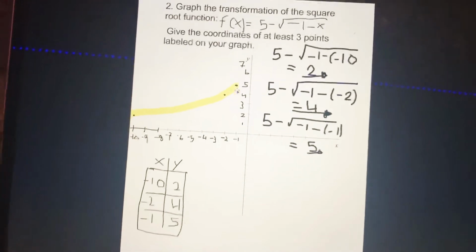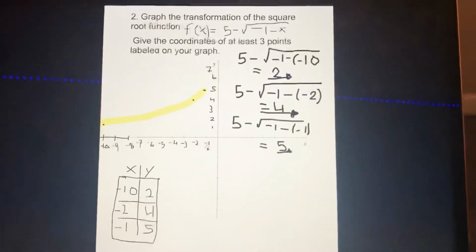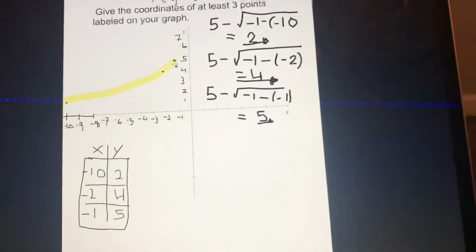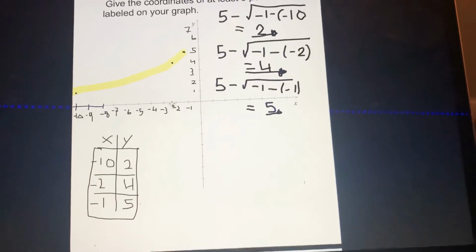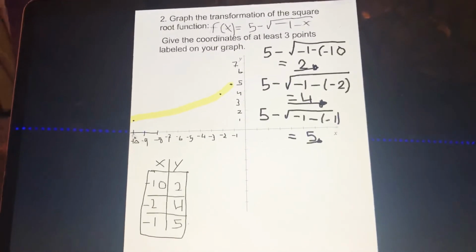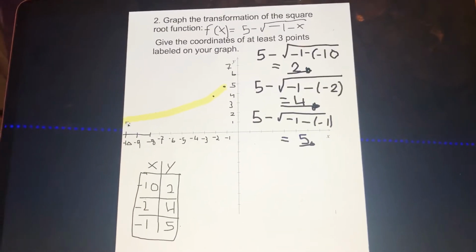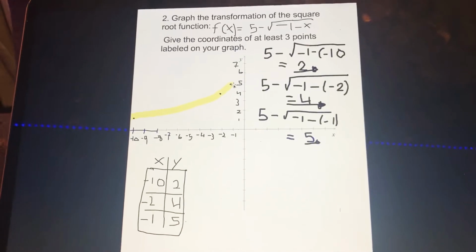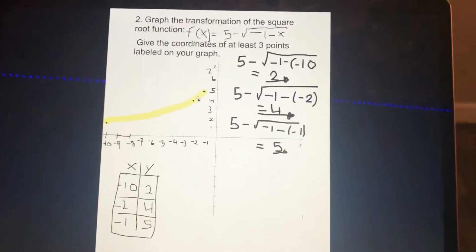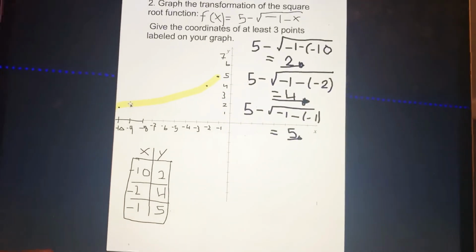As you can see on this graph, when x is negative 1, my y value is 5. When x is negative 2, my y value is 4. And when x is negative 10, my y value is 2. This graph is the square root function, and as you can see, it is going to the left forever.